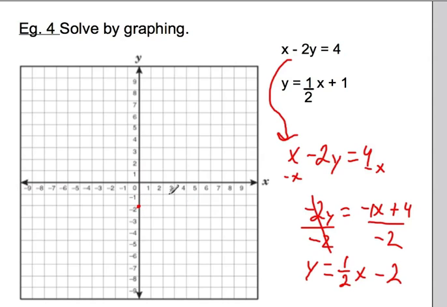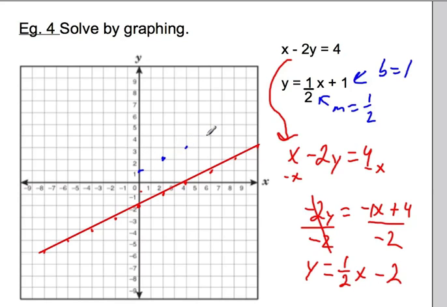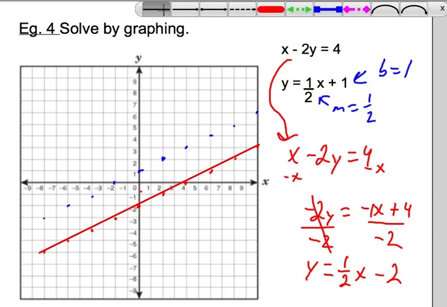And your slope is half, so I can go up 1, right 2, up 1, right 2, and so forth. Down 1, left 2, so I can make all these points. And connect the dots. And for my second line, it's already in slope-intercept form. Slope is half. Y-intercept is 1. So the y-intercept is 1 and the slope is half. So I go up 1, right 2, up 1, right 2, and so forth. And in the other direction, same way. And I'm going to connect the dots here right now.